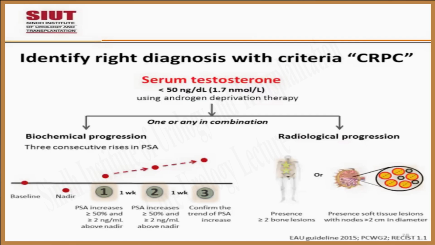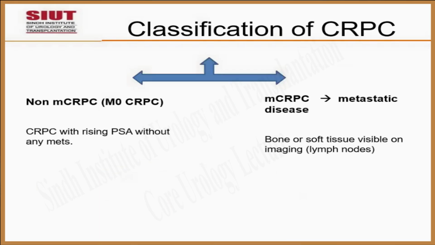To identify the right diagnosis with criteria for CRPC: serum testosterone less than 50 nanogram while on androgen deprivation therapy, plus one or any combination of biochemical progression, meaning three consecutive rises in PSA one week apart, and radiological progression. Radiological progression means the presence of more than two bony lesions, or a soft tissue lesion with nodes greater than 2 centimeter in diameter. The classification for CRPC is non-metastatic CRPC and metastatic CRPC. Non-metastatic CRPC is rising PSA without any mets in bone or soft tissue visible on imaging of lymph nodes.